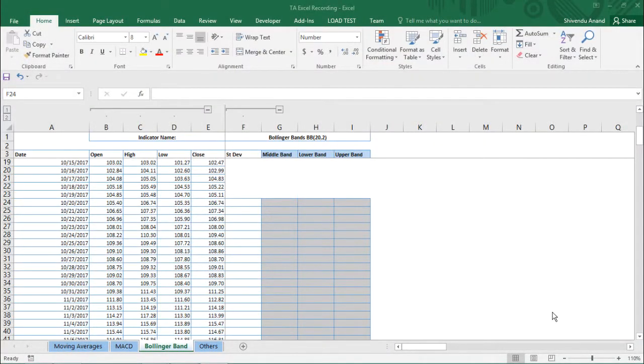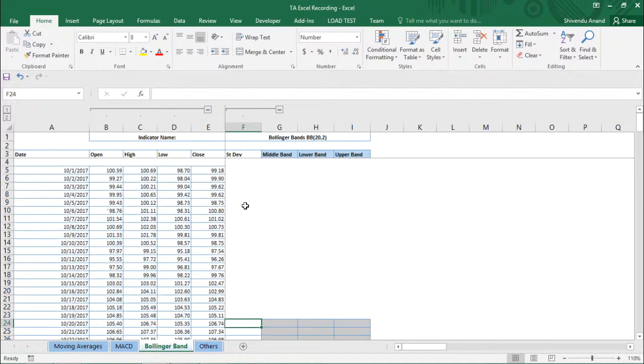Okay, let's go ahead and understand how to calculate Bollinger Band. Remember, in Bollinger Band we'll have three lines: the middle band, the lower band, and the upper band. Calculation of the middle band is very simple. It's nothing but the simple moving average for 20 days. To calculate the lower band, you subtract twice the standard deviation from the middle band, and to calculate the upper band, you add twice the standard deviation to the middle band. So let's get started. Let's calculate the standard deviation for 20 days.